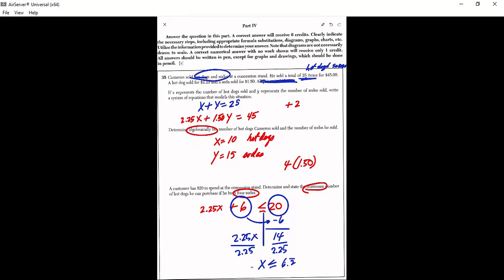Now, we can't buy 0.2222 of a hot dog. So what we're going to say is we can buy a max of six hot dogs if we buy four sodas. That's it. Now, an interesting question would be, well, how much change would you have? Now that's an interesting question, but that's not what they're asking. But how much change would you have?